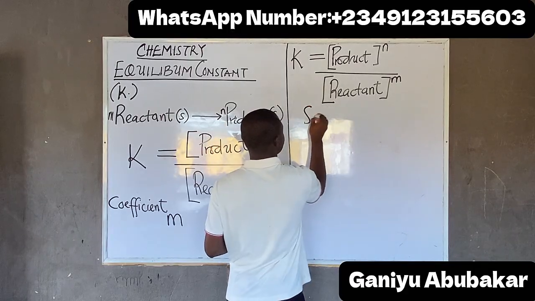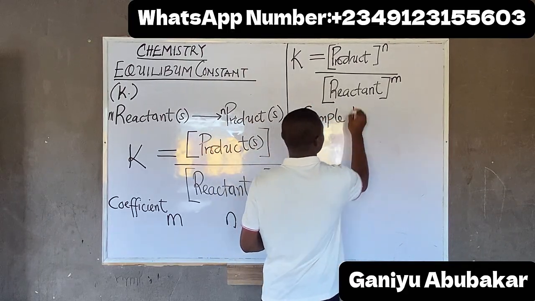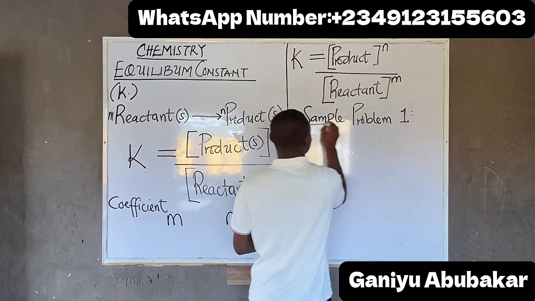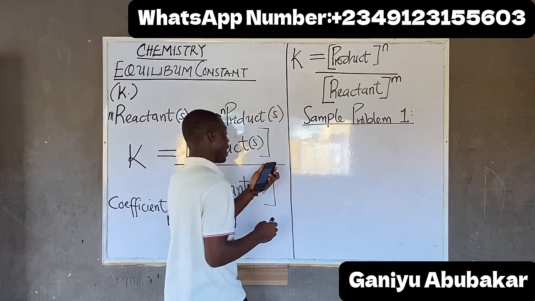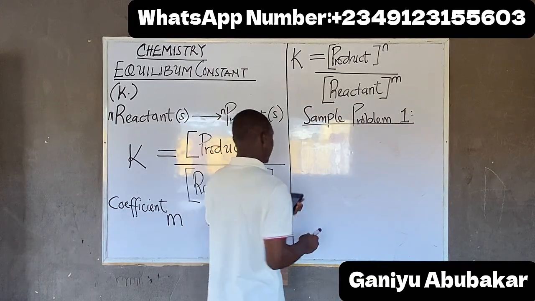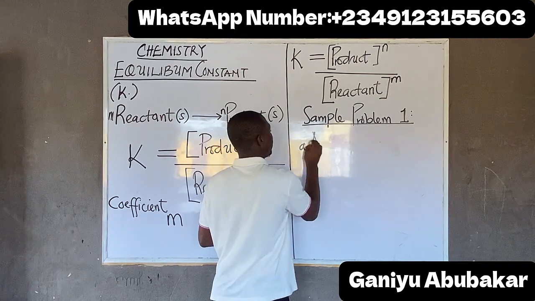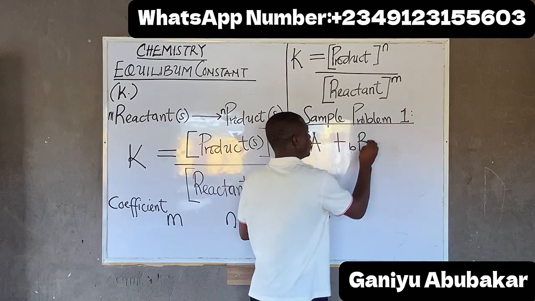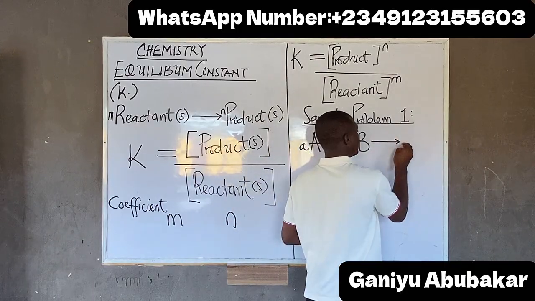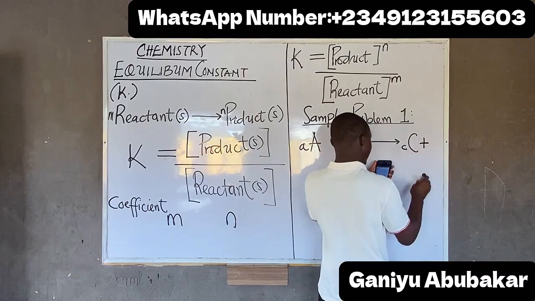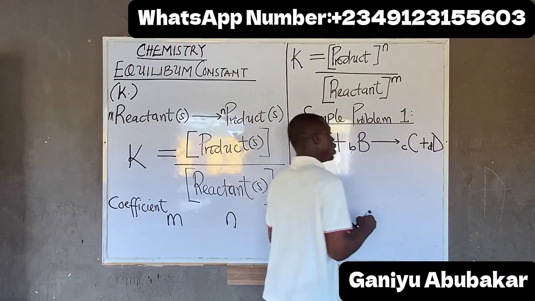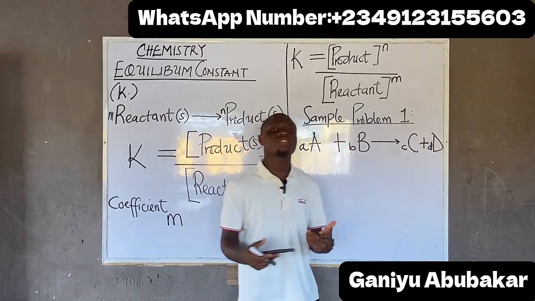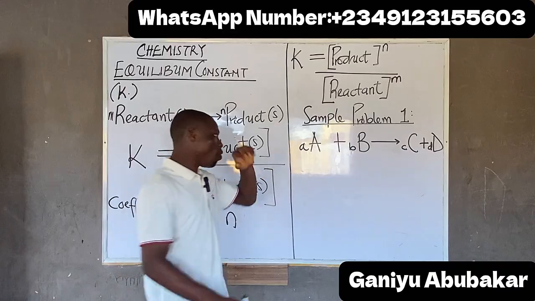Alright, so I have sample problem 1. It says I have a chemical equation: small a, then capital A, plus small b, then capital B, to give you C with capital C, plus D with capital D. If you observe, these two here are on the reactant side, these two here are on the product side. So in a case like this, what do you do?